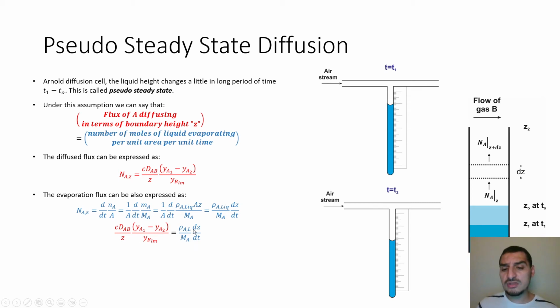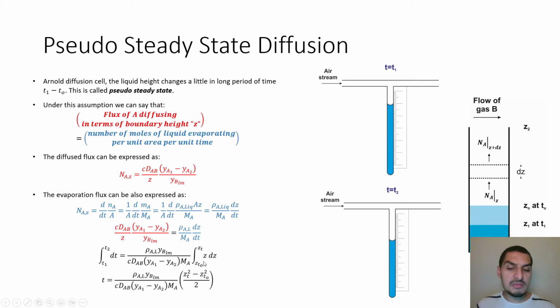Everything here is constant except for Z. I have C, D_AB, Y_A1, Y_A2, Y_B,LM, rho_A, and M_A. They are all constants. And we can rearrange the equation so that we have the constants as one term, and we have the integration of dt from t1 to t2, and the integration of z dz from z at t-naught to z at t. And very, very simple integration. We can do the integration, and this is the equation that we are getting.